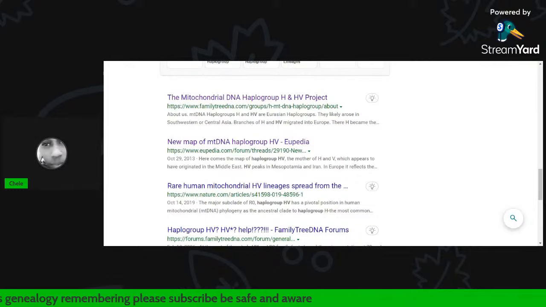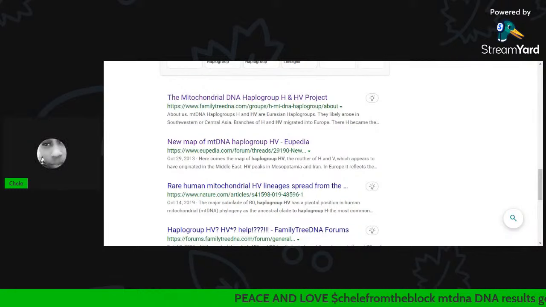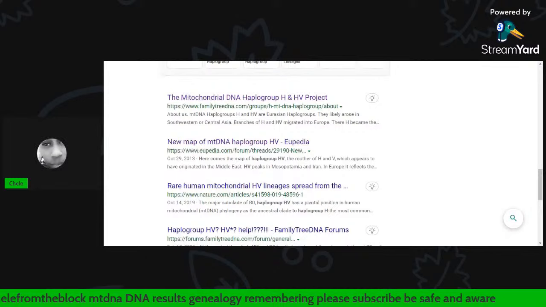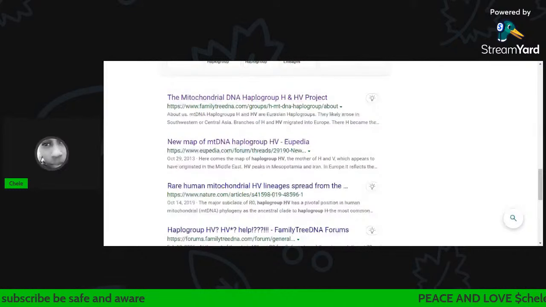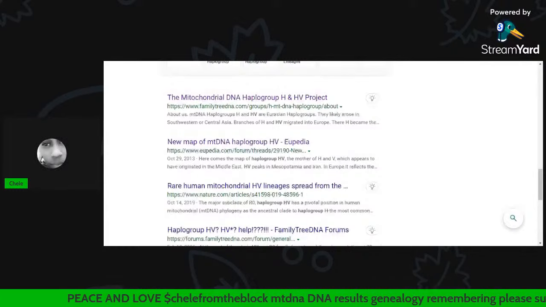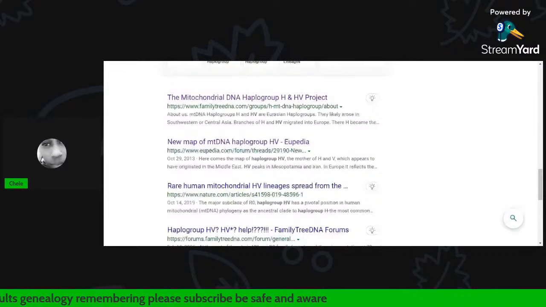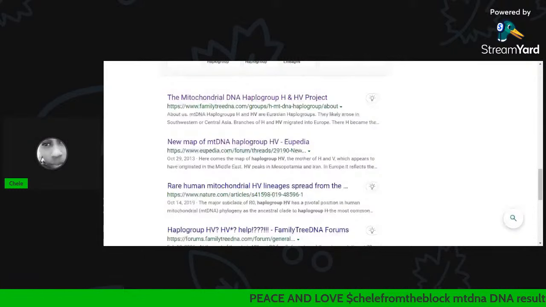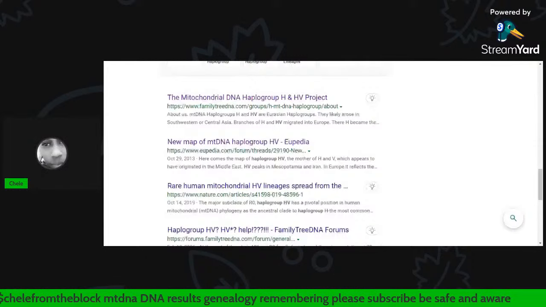And HV, I have matched an ancient sample for HV. I've matched an ancient sample for R. I've matched an ancient sample for HV, H1 plus H3 in R. So, wow. Okay, yeah, this is the page I wanted to see. I saw this one earlier. Okay, mtDNA haplogroups H and HV are Eurasian haplogroups. So I'll say HV and H, Eurasian. They likely arose in southwestern or central Asia. Branches of H and HV migrated into Europe. And HV came into Europe somewhere else.